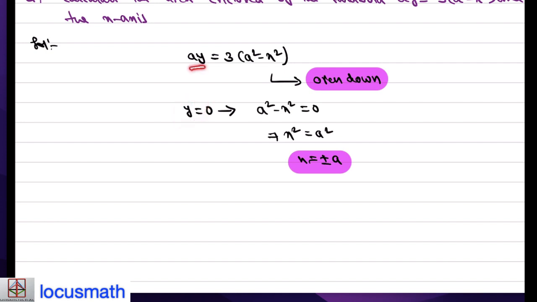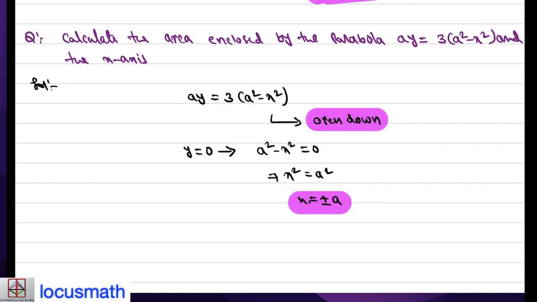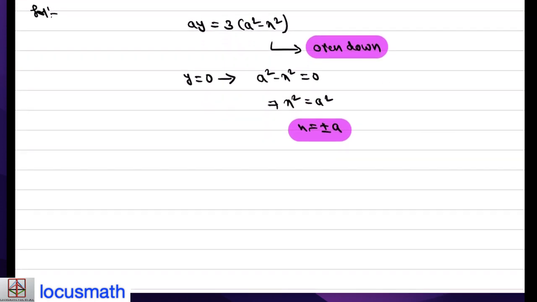Substituting y equal to 0, we get a squared minus x squared equal to 0, x equal to plus or minus a. So now the question is the area enclosed by this parabola and the x-axis. Now we will draw the diagram, with the y-axis and the x-axis.